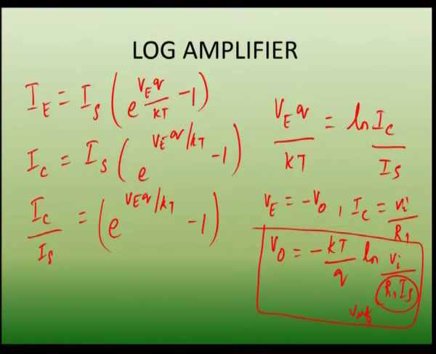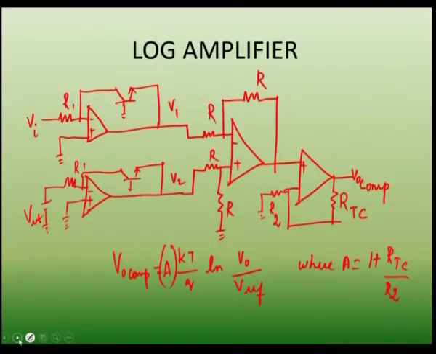V out is equal to minus kT by Q natural logarithm of Vi by R1 IS. So, now we are going to compensate this temperature change in the circuit with the next circuit. Here we have 4 operational amplifiers. The first 2 operational amplifiers will act as log amplifiers.